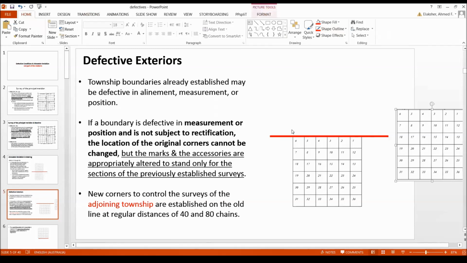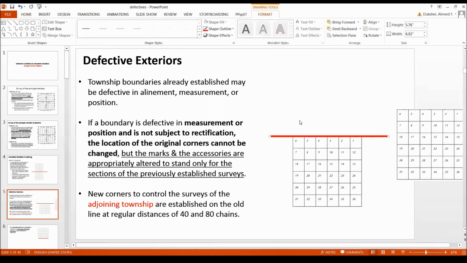Here is what the manual is saying. They cannot be changed. You cannot change these corners. You cannot change the monuments that have already been set. So these monuments that are at 40 and 80 cannot be changed. I'm going to show it in the pink here. But the marks on them need to be changed, showing only the township below.